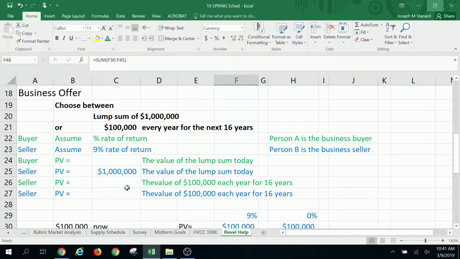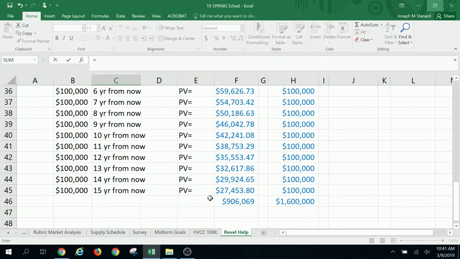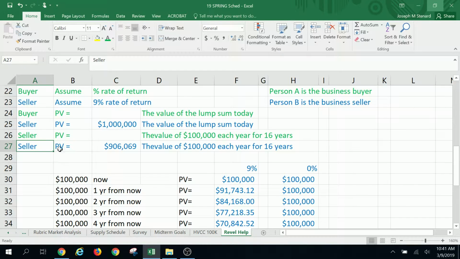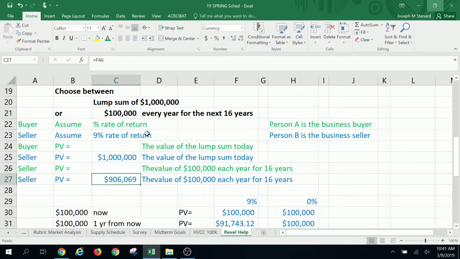So they would be willing to, I'm going to put in equals and click on that value right there. Since the seller thinks that the present value of this business is only $906,000, they would accept an offer of $1 million, because $1 million is worth more to them than $906,000. So that's a great deal for the seller. How about from the buyer's point of view?